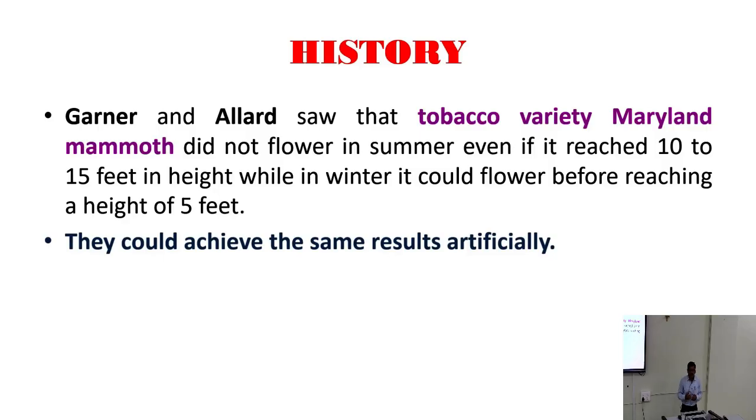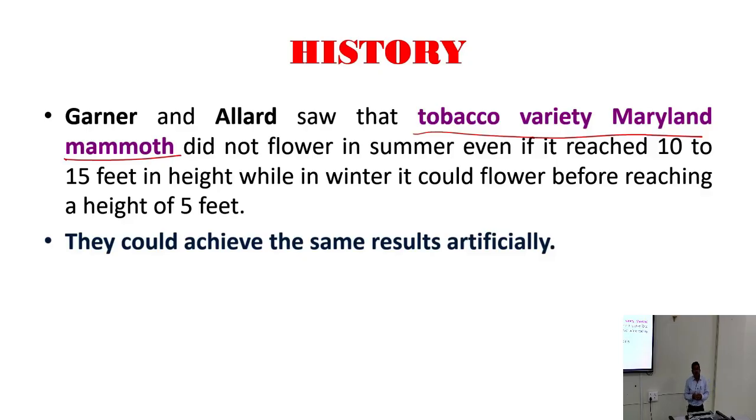Now, if we go back a little and see who actually worked on this particular phenomenon, the first experiment of this kind was done by Garner and Allard with a tobacco variety, the Maryland Mammoth. That was the variety they studied. There is another one also, Glycine max. In that plant also they worked.